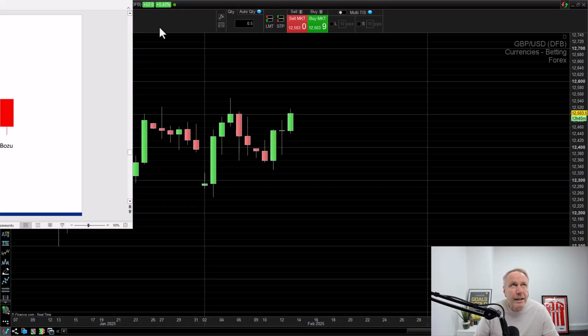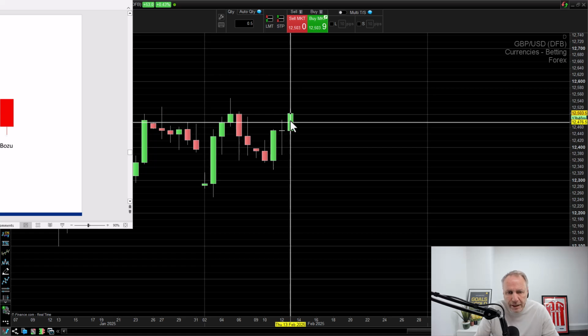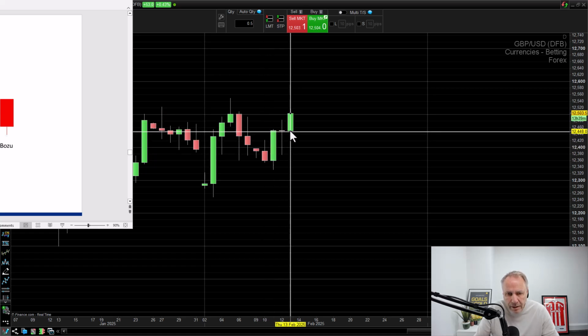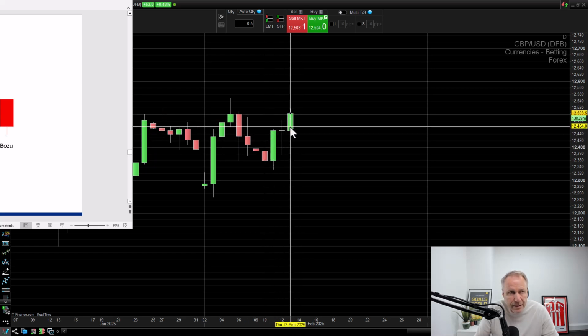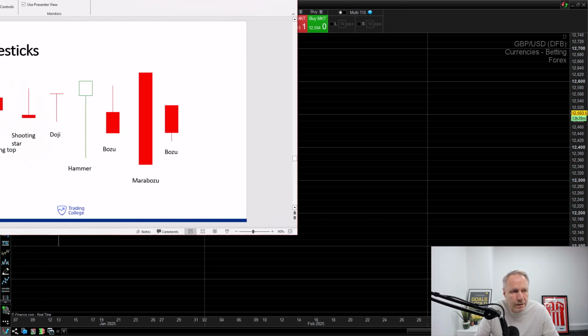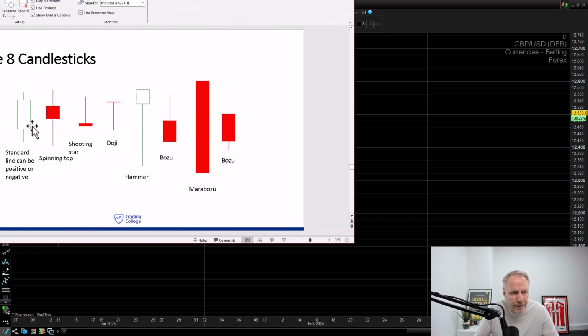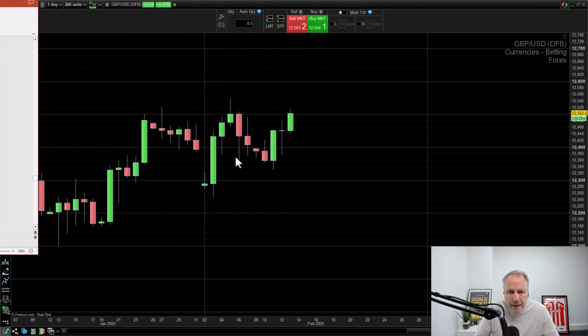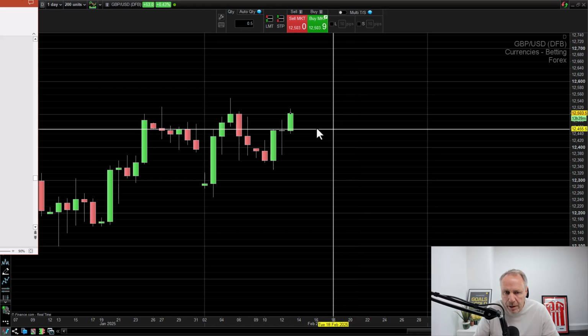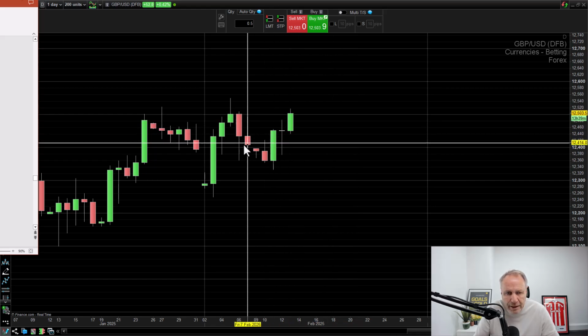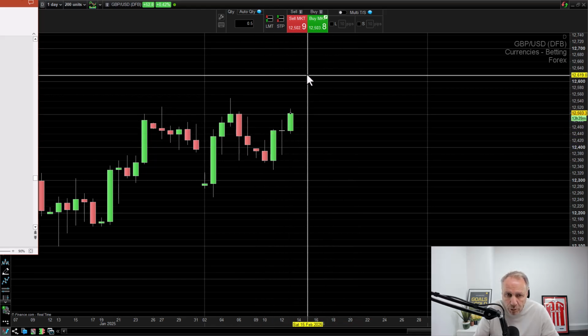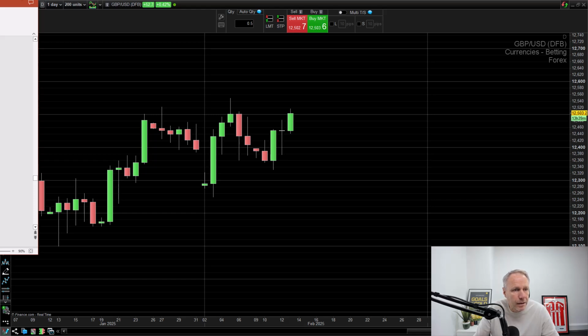Okay, the first one here is this standard line right here. You see this candlestick here is that standard line. This is this one right here on the left hand side. That standard line right there. It hasn't closed yet because this market is still open, but if it closes like this, it is a continuation. We should see more upside in this market.